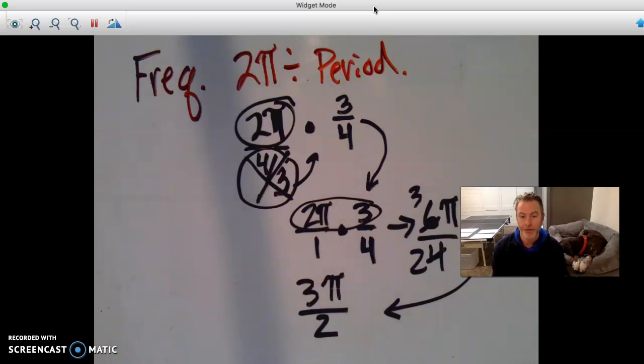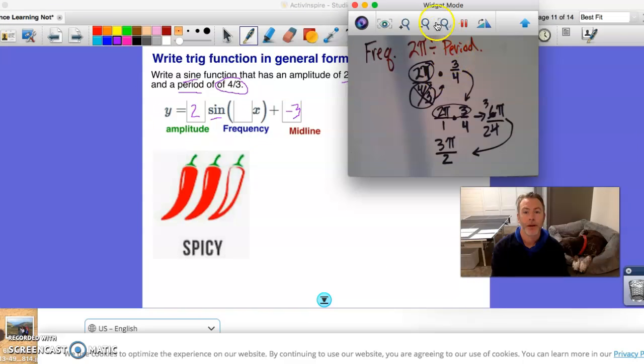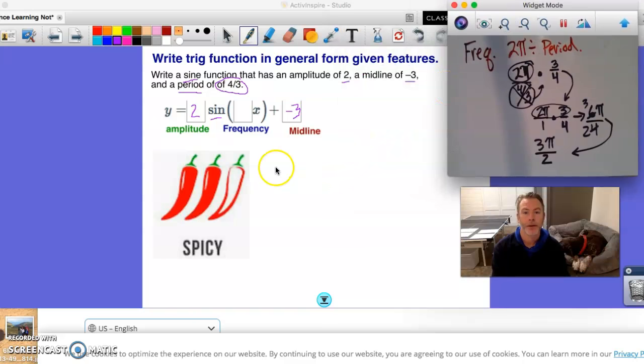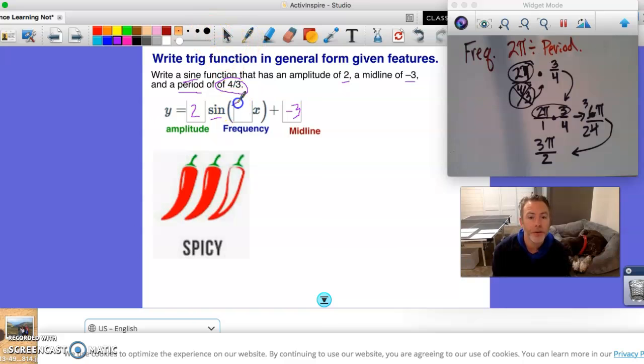This number now is the number that we want to put right up here. So it goes right here: 3 pi over 2.